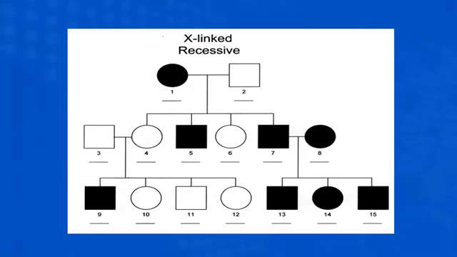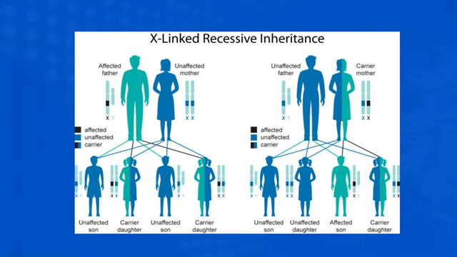If a normal man, that is XY, marries a carrier woman XX, then the chances of getting affected son and normal son is 50% in the ratio of 1:1. The chances of getting a carrier daughter and a normal daughter are 50%. Carrier daughter will not produce any symptoms.